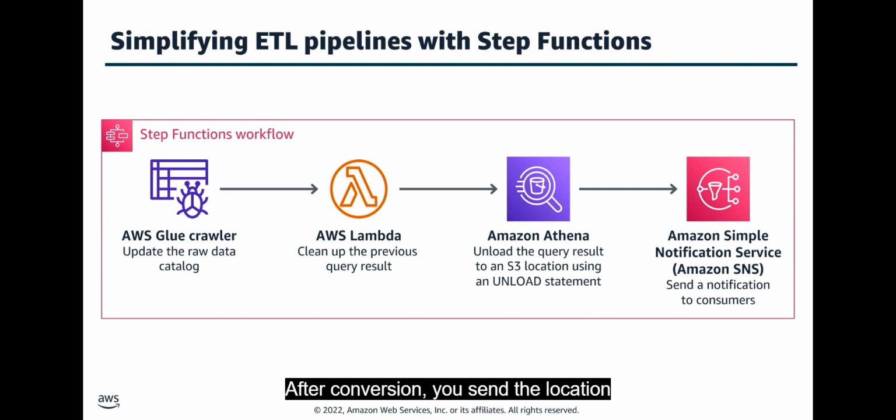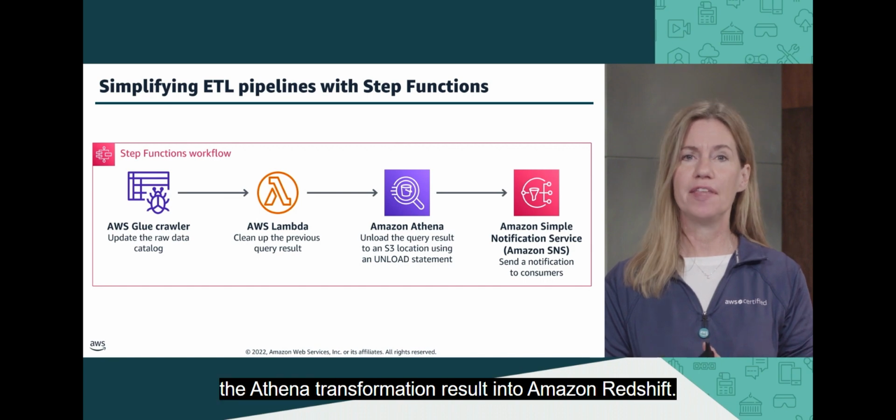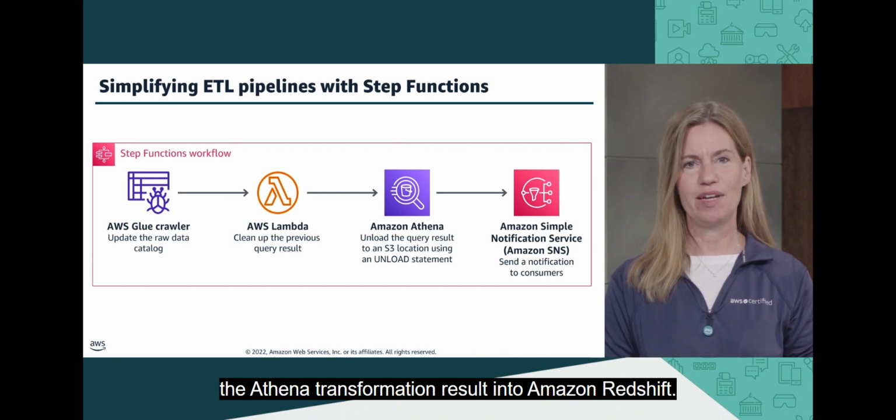After conversion, you send the location of the Parquet file as an Amazon Simple Notification Service or SNS notification. You can use Amazon SNS to notify downstream applications to take further action. One common example is to initiate a Lambda function that uploads the Athena transformation result into Amazon Redshift.